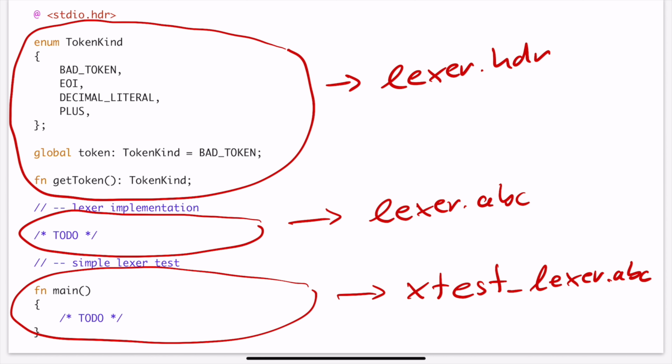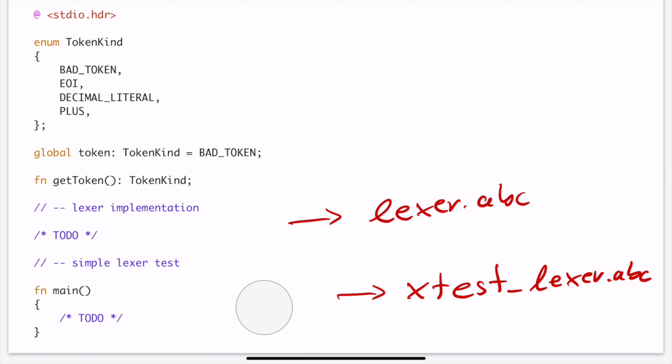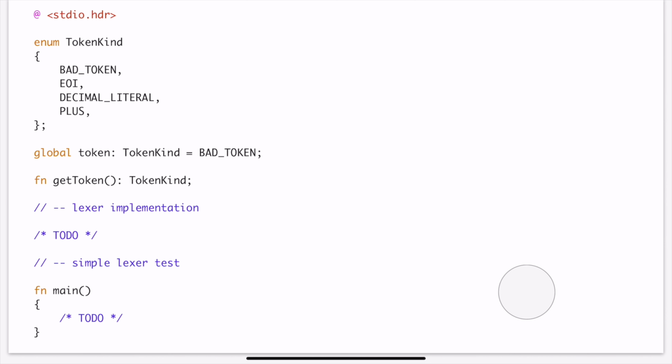For the beginning, it's not that bad to have everything in one source file, because then it's easier to understand how things work together. Let's begin with the enum constants. For each kind of token that the Lexer can find, there is a constant. The Lexer can find a plus token, a decimal literal, the end of input, and anything else it finds in the input stream, except for white spaces, which will be ignored, will be considered as a bad token. To interact with the Lexer, you have to call this function getToken.